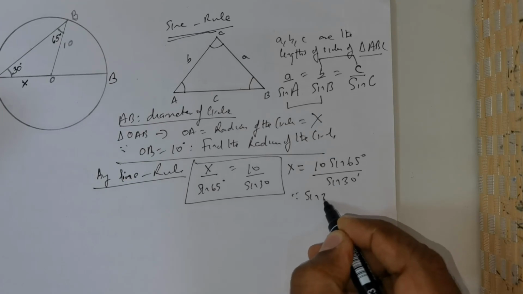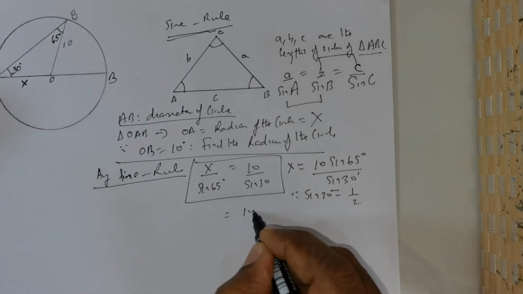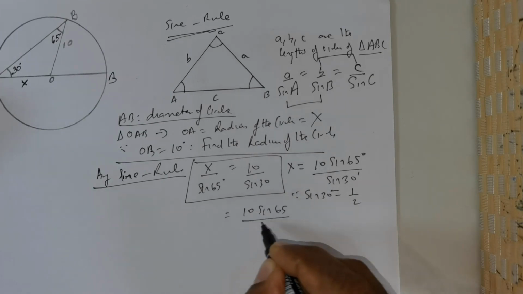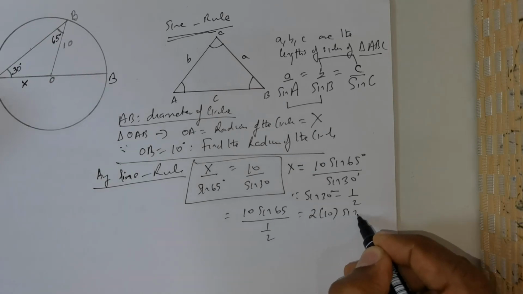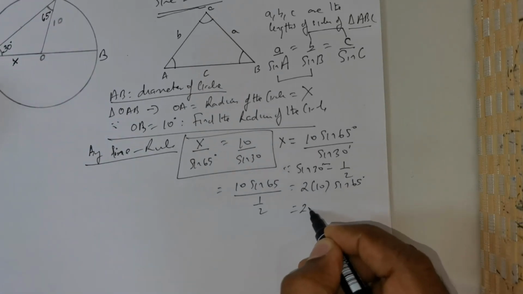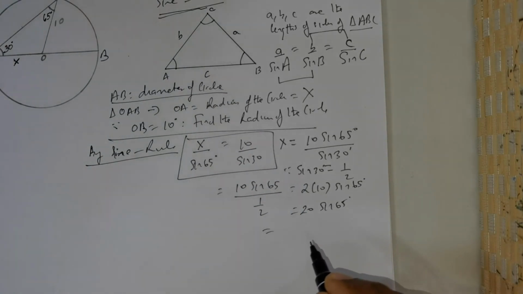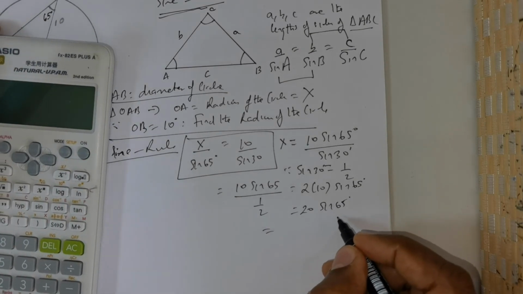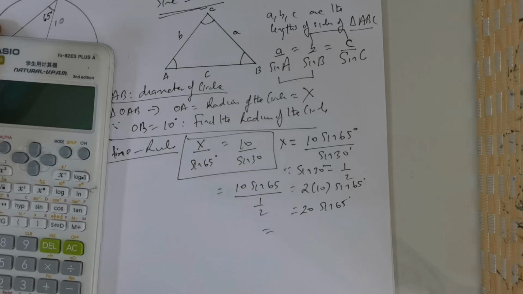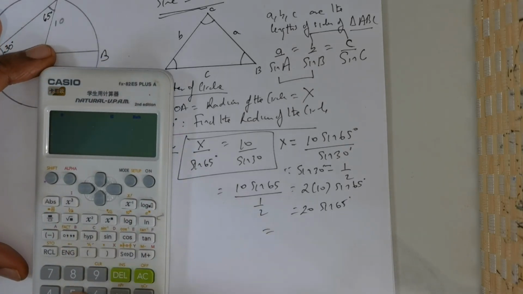Now I know the value of sine 30. Sine 30 is 1 over 2, substitute that. So 10 times sine 65 divided by 1 over 2. You flip this 1 over 2, you get 2 times 10 times sine 65. This is 20 times sine 65. Now I know the value of sine 65, or I would say I can extract this, but since I've got a calculator, what I will do, I will just simply find out the value of sine 65.